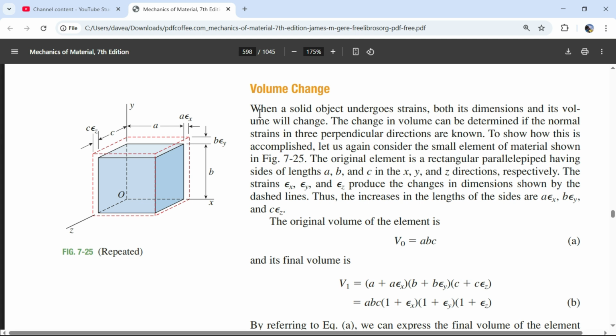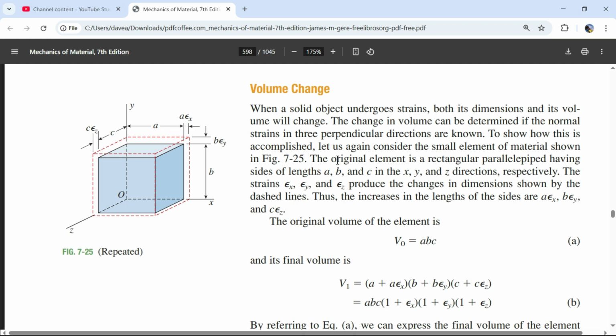So we have volume change. When a solid object undergoes strains, both its dimensions and its volume will change. So maybe this will help explain. I don't think it will, but we've talked about this. The change in volume can be determined if the normal strains in the three perpendicular directions are known. Well, we just did those equations: epsilon x, y, and z.